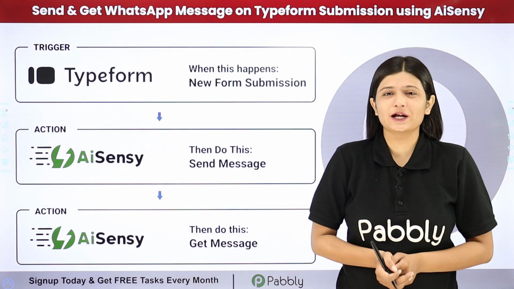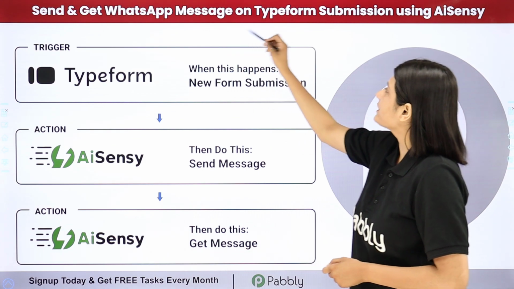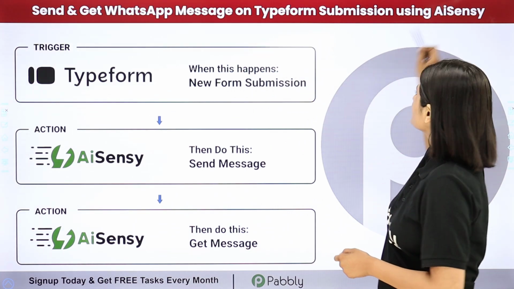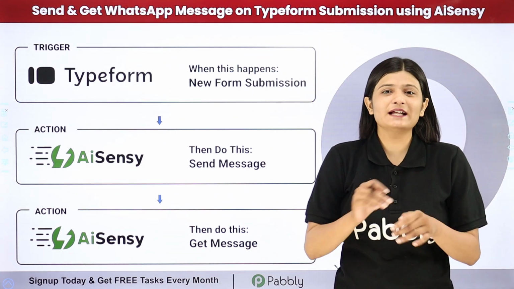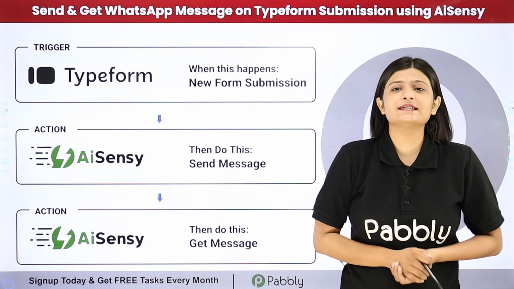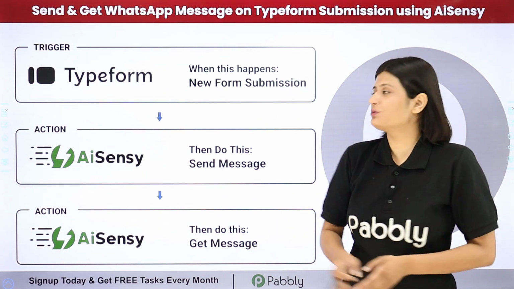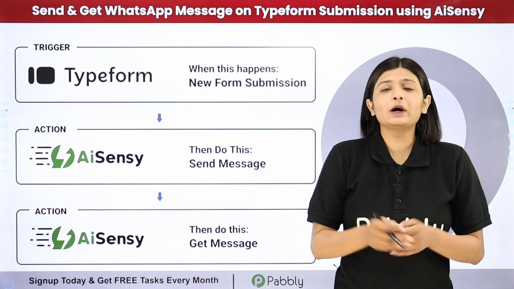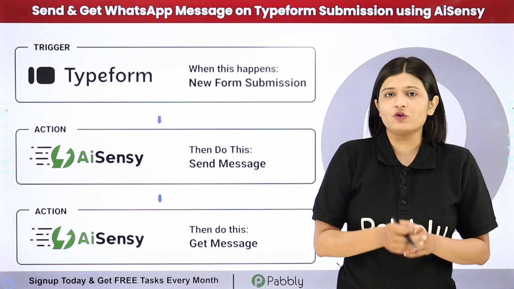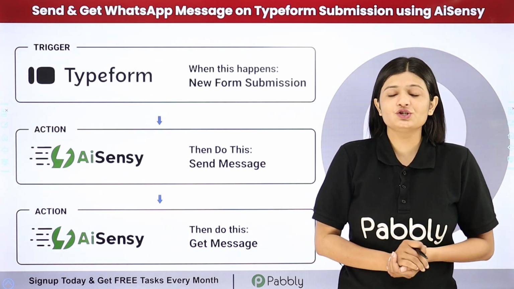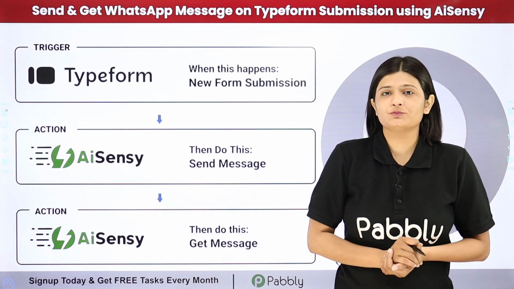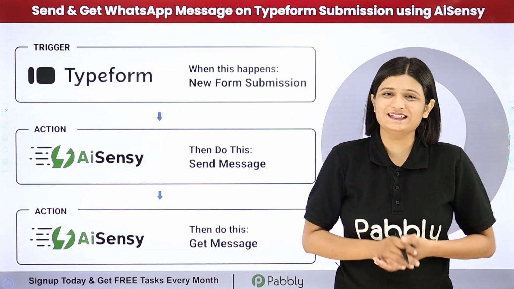So in this video, we are going to learn how to send and get WhatsApp message on Typeform submission using AiSensy. So let's suppose I'm running a marketing agency and I'm collecting all my potential leads with the help of Typeform. Now I want that whenever someone submits this form, they should receive a welcome message, and the same message should be received by me, giving me the details of this lead.